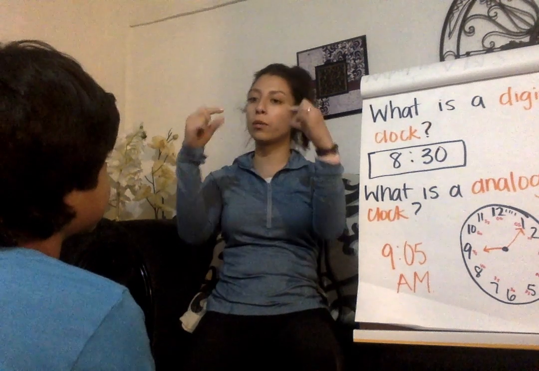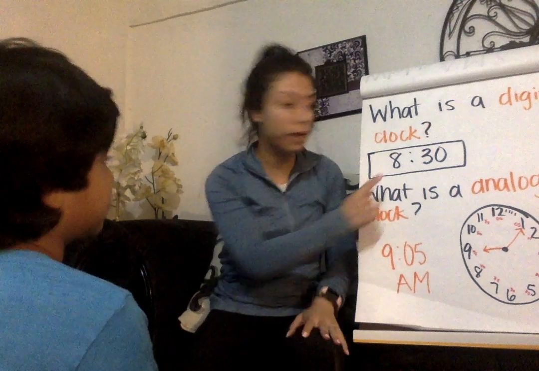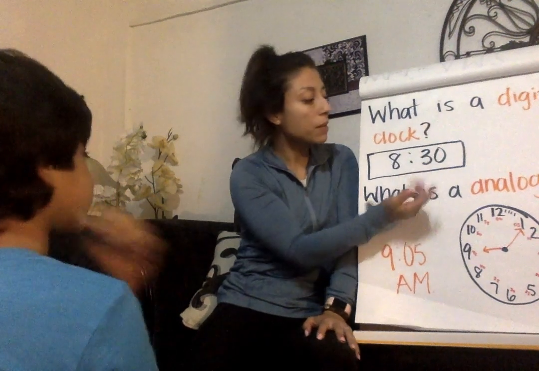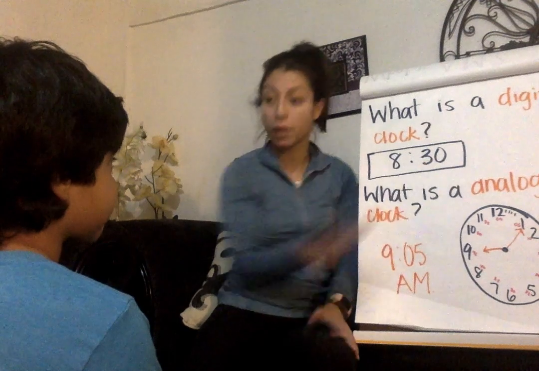A digital clock looks like something like this, where it tells you the numbers. You know, like on your phone, on a tablet, or just a clock where it has the numbers, right? And it tells you exactly if it's 8:30, 8:31, and maybe sometimes it'll say if it's AM or PM. That's a digital clock, right?